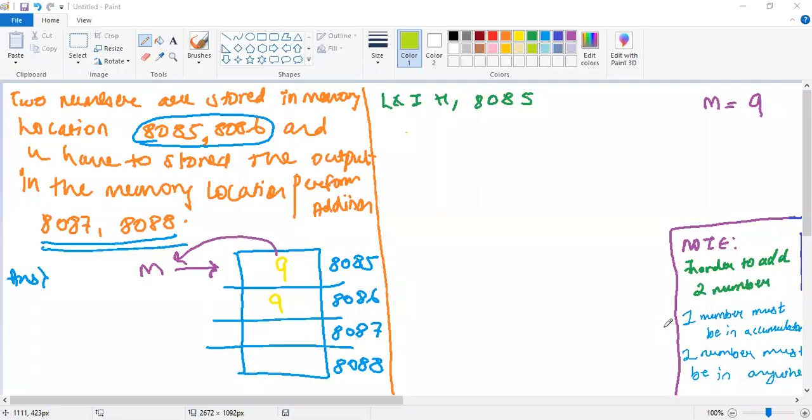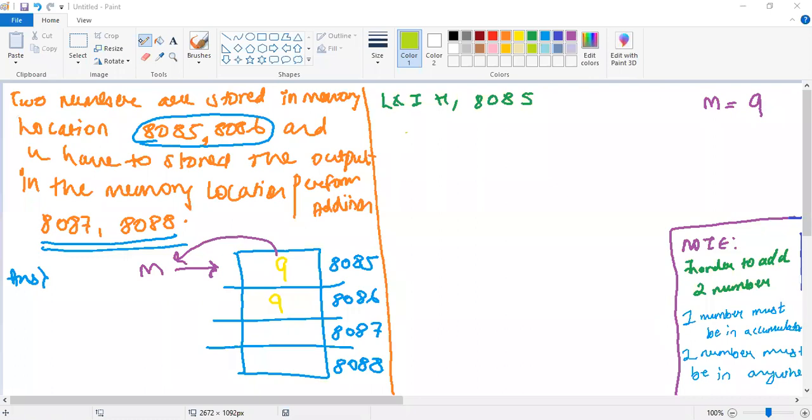Sir, your screen is not visible. Yes, say. Your screen is not visible, sir, your share. Achha, the screen is not visible. Okay, fine. Wait. Okay, sorry. Now it's visible. Is it visible now? Yes sir, yes yes. Okay, fine.